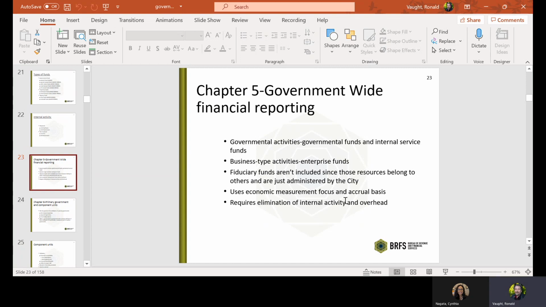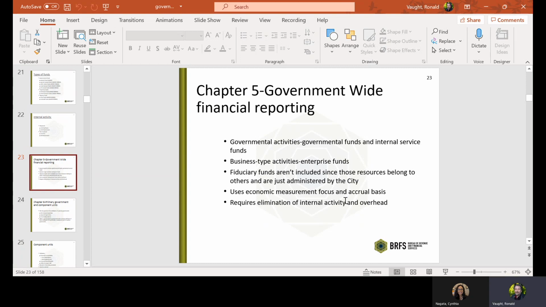So in our case, the internal service funds are grouped with governmental activities because basically they service every fund type. But if we had an internal service fund that just served the enterprise funds, then that one would be grouped with business type. So you have to do a little bit of analysis of who the internal service fund is primarily serving. But in our case, it's going to governmental activities. So economic measurement focus and accrual basis accounting, the same as proprietary funds and fiduciary funds. And then that elimination of internal activity like we were just talking about.